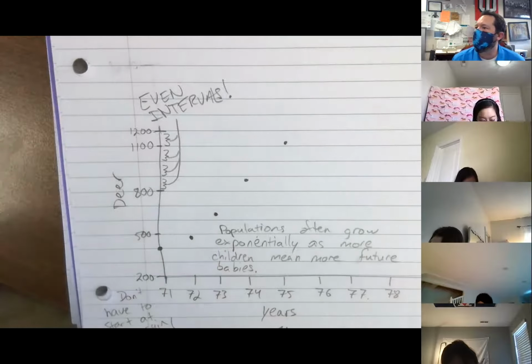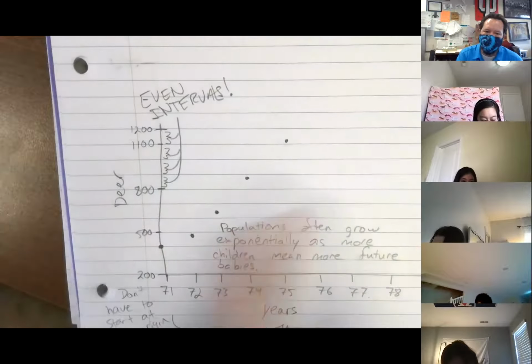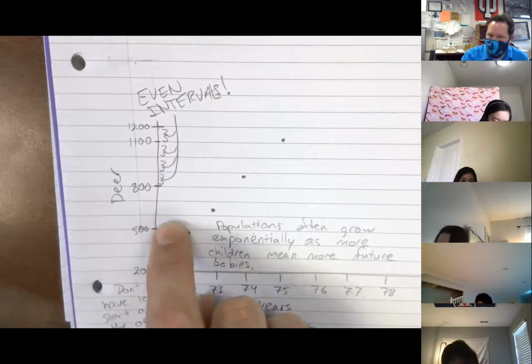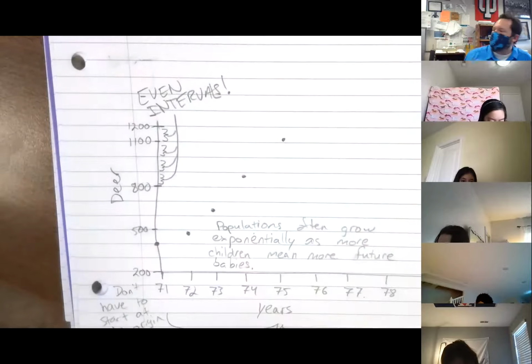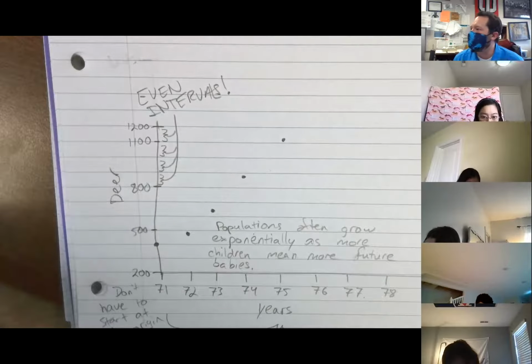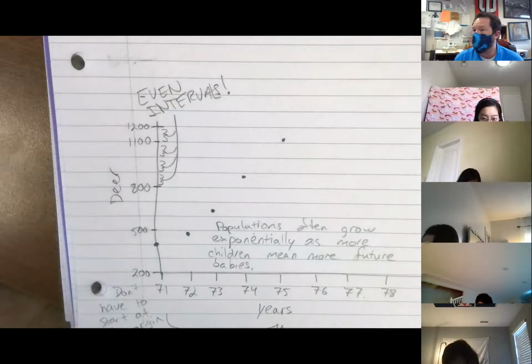Populations oftentimes grow, that word's exponentially. So that's when you kind of have this J-shaped curve. It starts off not so fast, and then it gets faster and faster and faster. So populations often grow exponentially because when you have more children, they make more babies. Just kind of how it works.